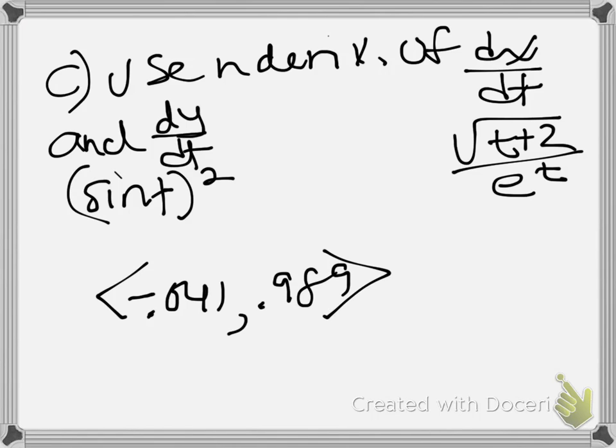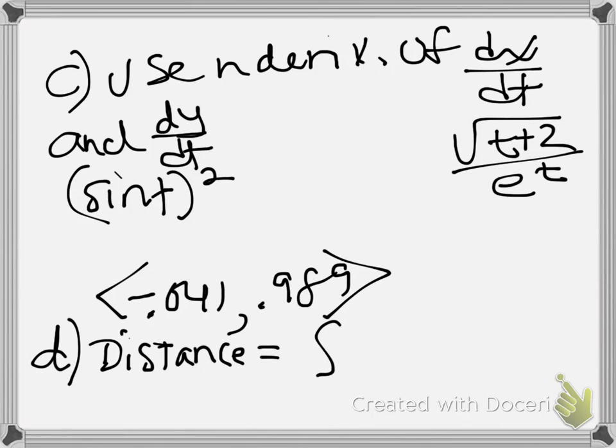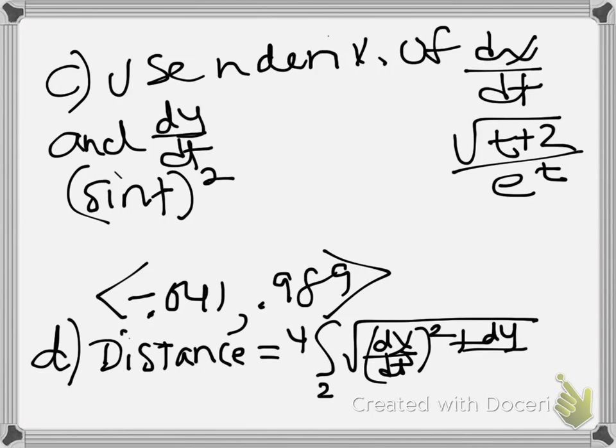Part D, find the total distance traveled by the particle from t equals 2 to t equals 4. Distance, by definition for parametric, is the integral from 2 to 4 of the square root of dx dt squared plus dy dt squared. Again, you're just going to plug in the functions for dx dt and dy dt. Our answer, 0.651.